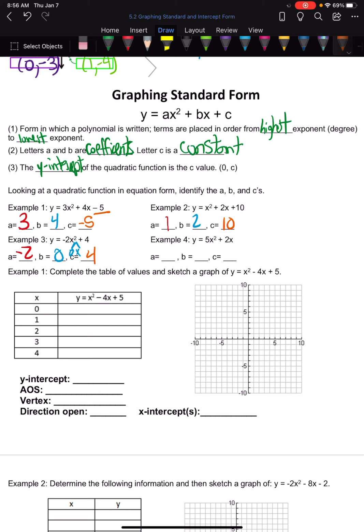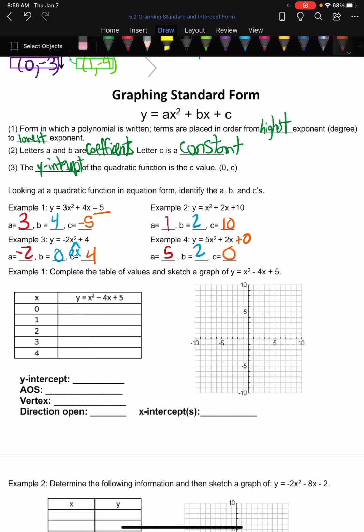Likewise, if I look at example 4, I have y equals 5x squared plus 2x, but I'm missing a constant at the end. So it's understood that this is adding a 0 at the end. So our a value is 5, our b value is 2, and our c value is 0.